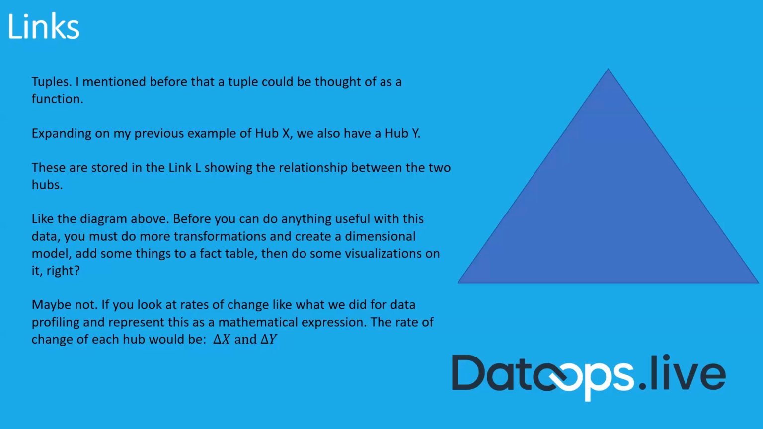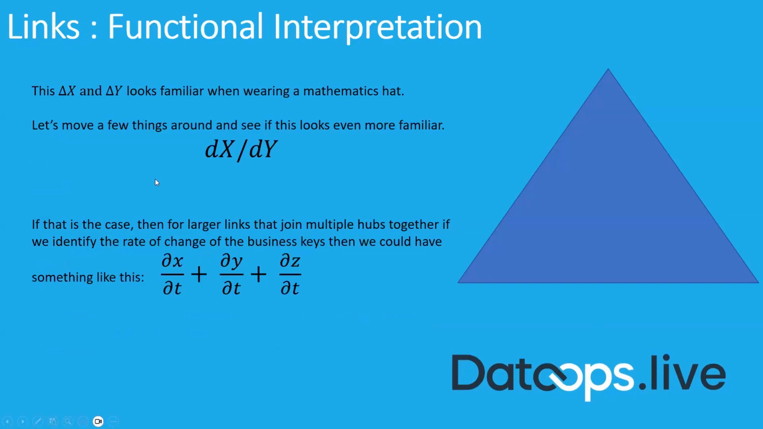The rate of change of each hub would be delta X and delta Y. That looks very similar. You've now got dx dy. This is standard calculus. So you've translated data structures and how they're holding the data into something that you can apply normal calculus measures to. So what is the relationship between X and Y?